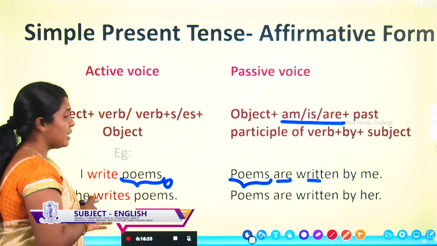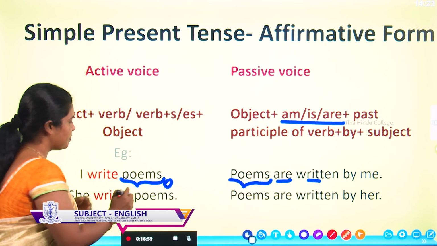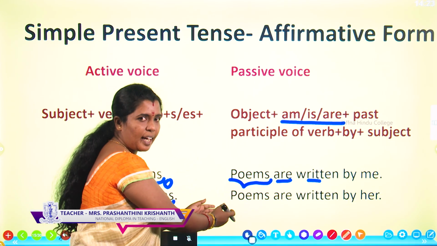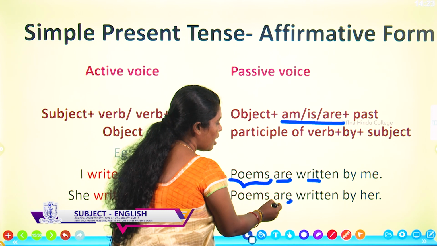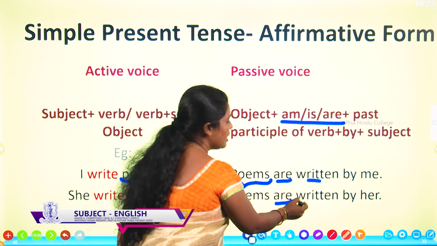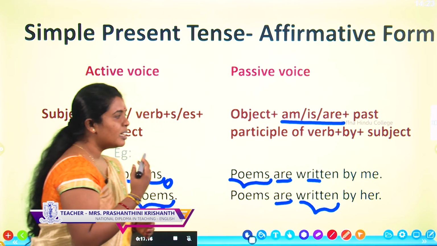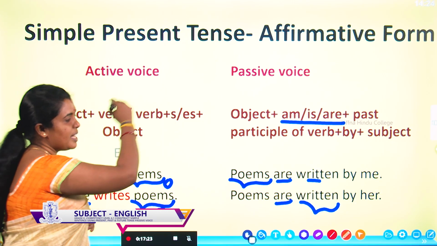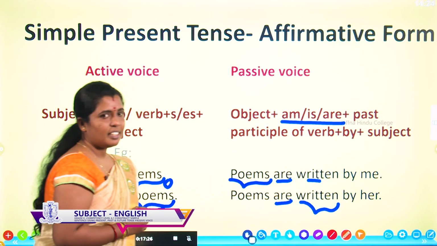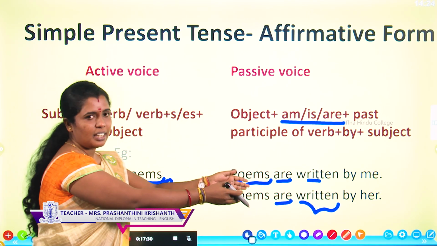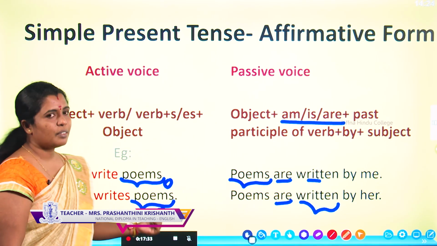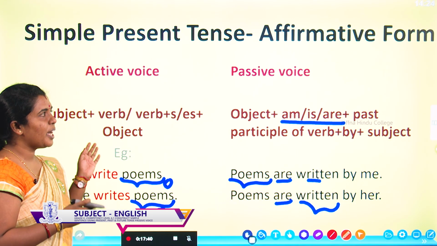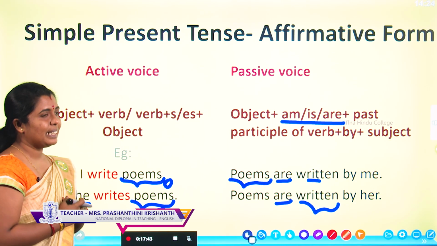Right. See there, another example. She writes poems. So the object is here. So the object wants to come first. So poems, plural form, are, past participle of verb written, then by her. Why do we use her here? She. When she becomes the object, it should be changed to her. Right? I means me, she means her. So, she writes poems. We can change this as poems are written by her. Right? So, I hope you can understand this section easily.